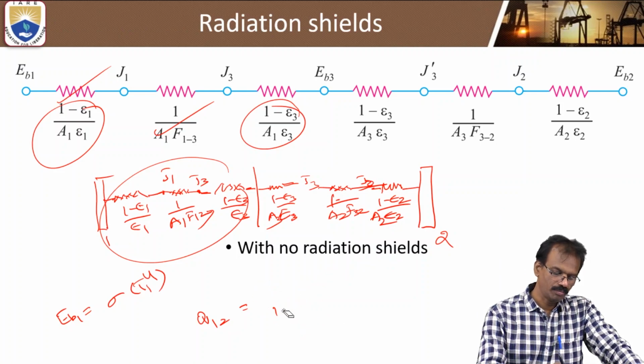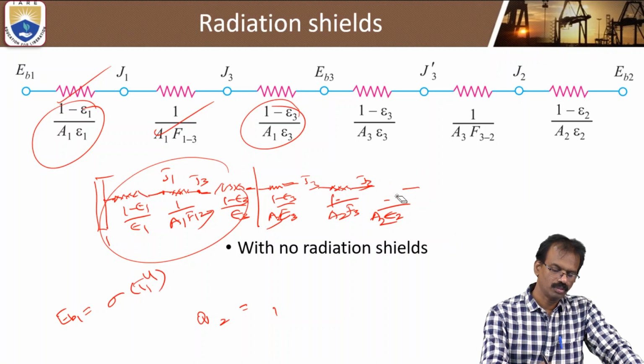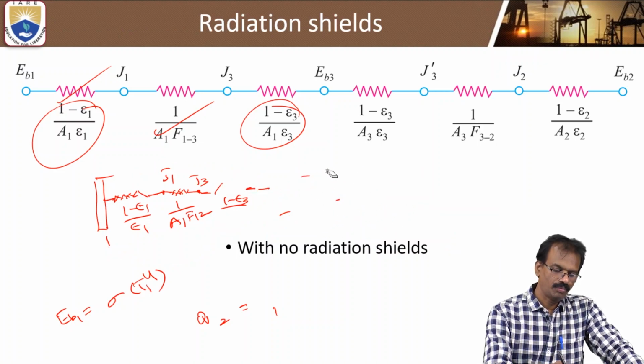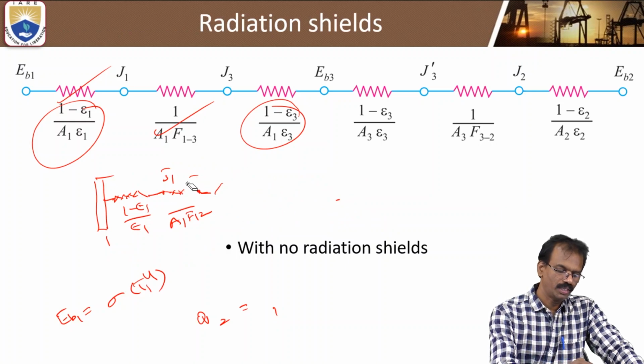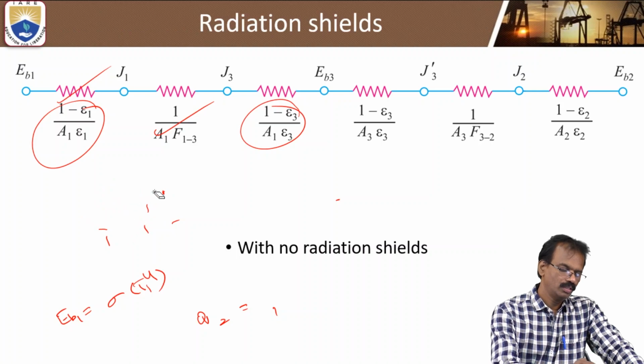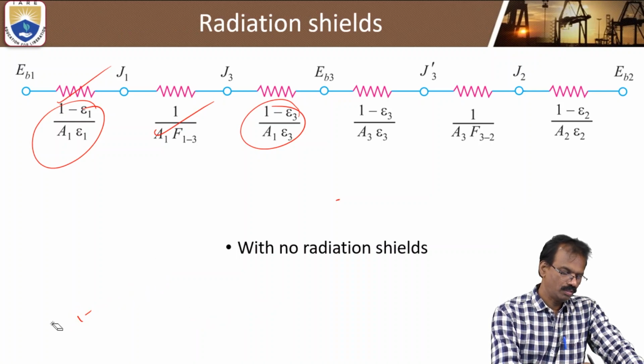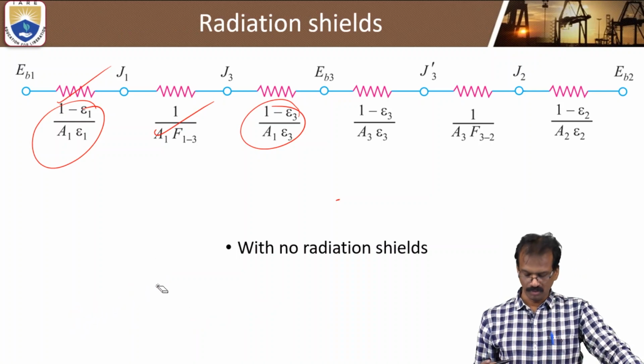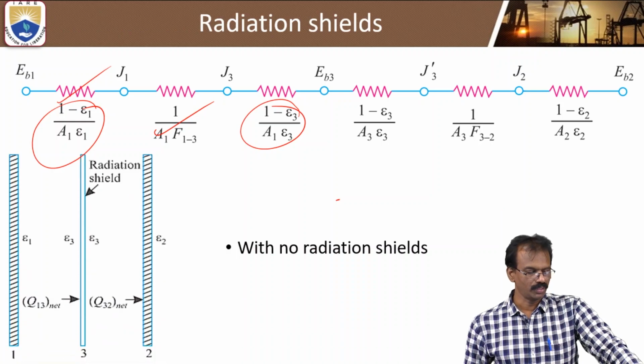So the final formula is Q12 dash, which is equal to sigma A into T1 to the power of 4 minus T2 to the power of 4, divided by 1 by epsilon 1 plus epsilon 3 minus 1. And you can see the final formula like this one.